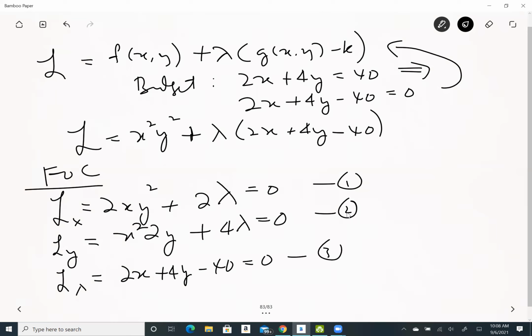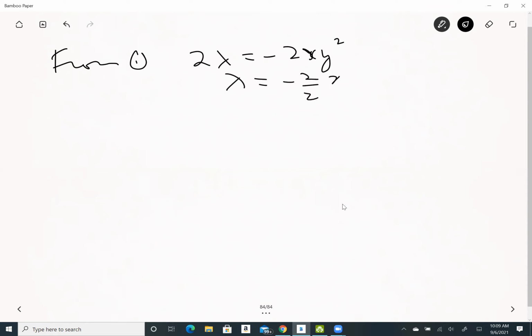So what do we do from 1 and 2? You write lambda in terms of x and y, and then you substitute into number 3. We write everything so that the steps are shown. From number 1, I get 2 lambda equal to negative 2xy squared. So lambda is equal to negative 2 over 2 xy squared. So 2 and 2 will cancel out.